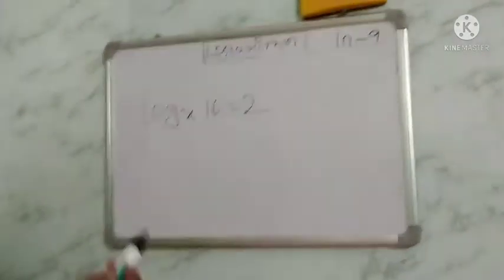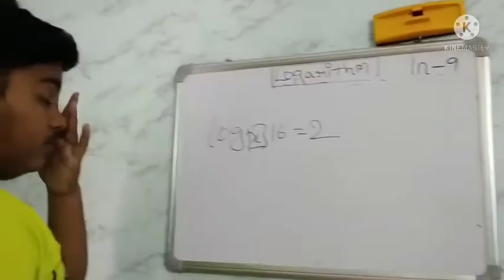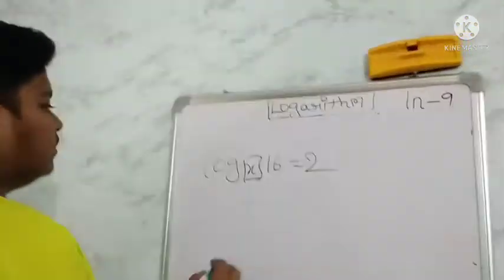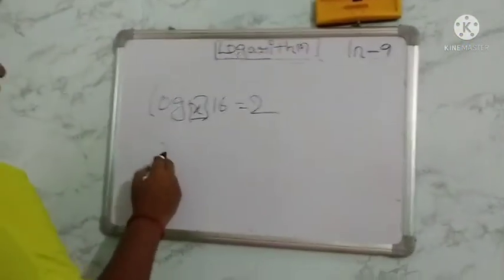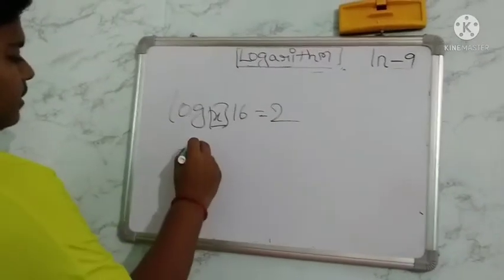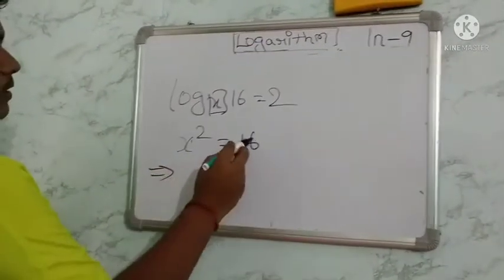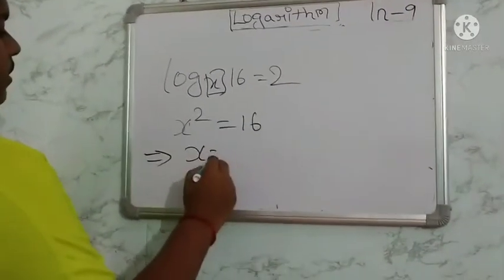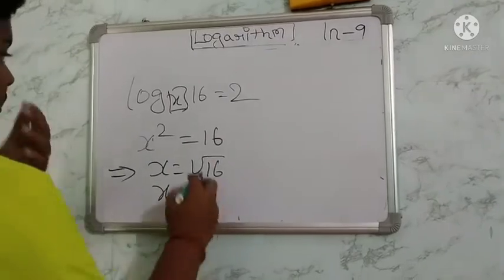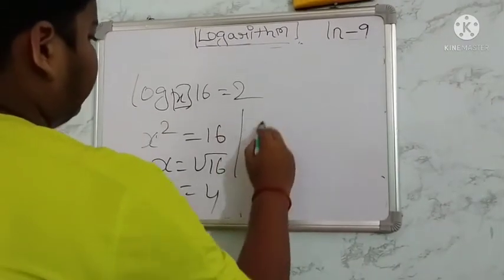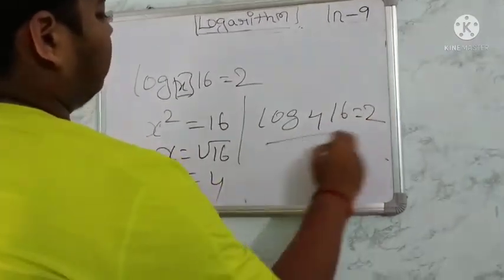So how will we write? First we have to find this value of x. We don't know what the base is, so we have to find the value of x. First we will convert into exponential form. For converting to exponential form, first we write the base, then the square is equal to 16. So we wrote like this. Then x is equal to root of 16, so the value of x will be 4. So the answer will be log 4 of 16 is equal to 2. Thank you.